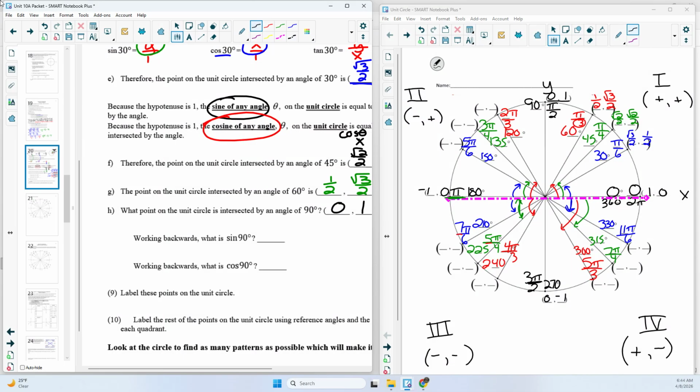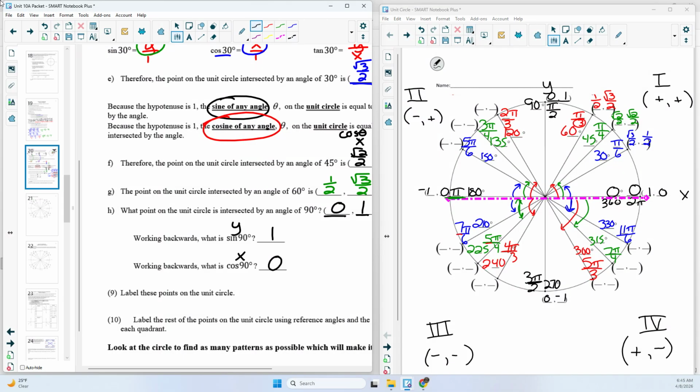We really can't draw a triangle with a 90-degree angle because in a right triangle, we already have one 90. So it's impossible to have two 90s. If I try to draw this right triangle here and put another 90-degree angle, we can't even really draw it. It doesn't make sense. But now that we have this pattern, we do have sine and cosine values for 90 degrees. Because sine is y on the unit circle, the sine of 90 is 1. And because cosine is x on the unit circle, the cosine of 90 is 0.